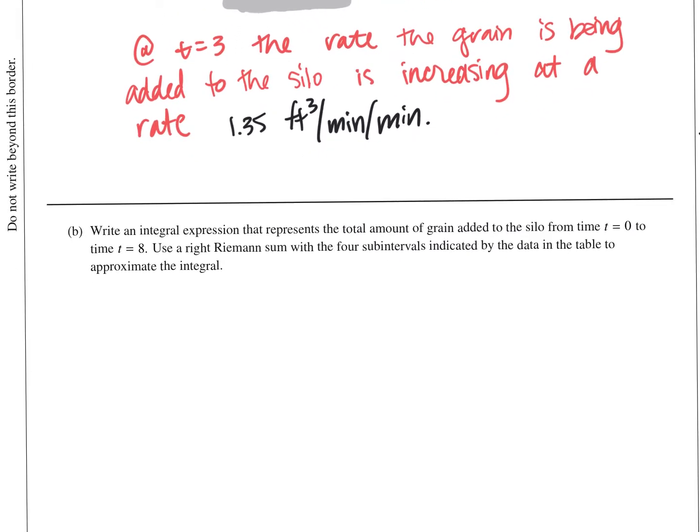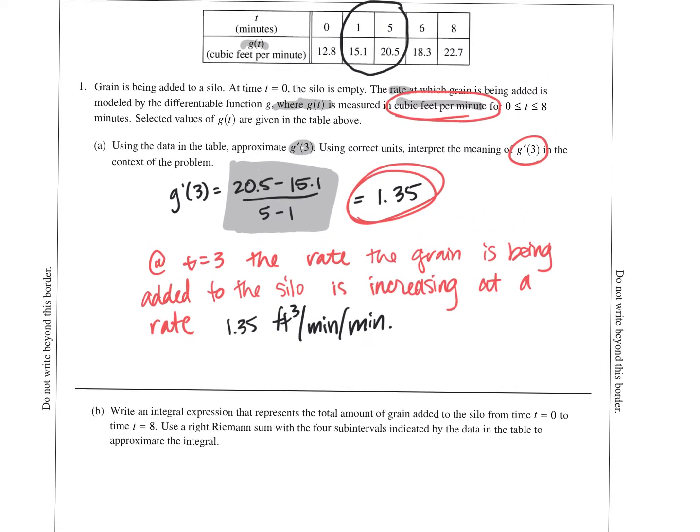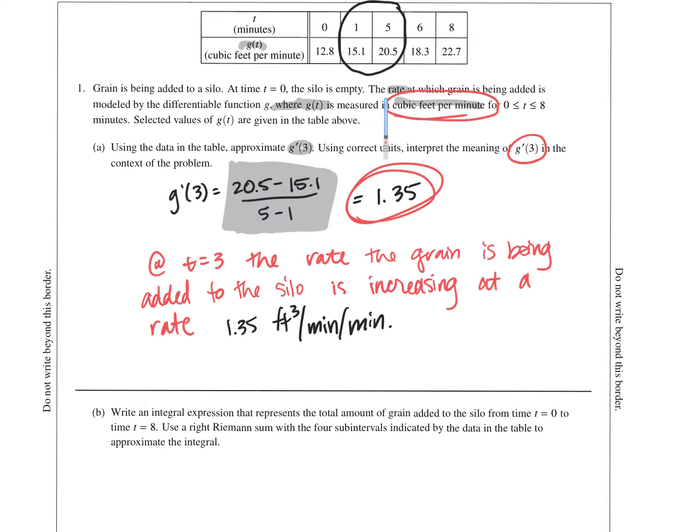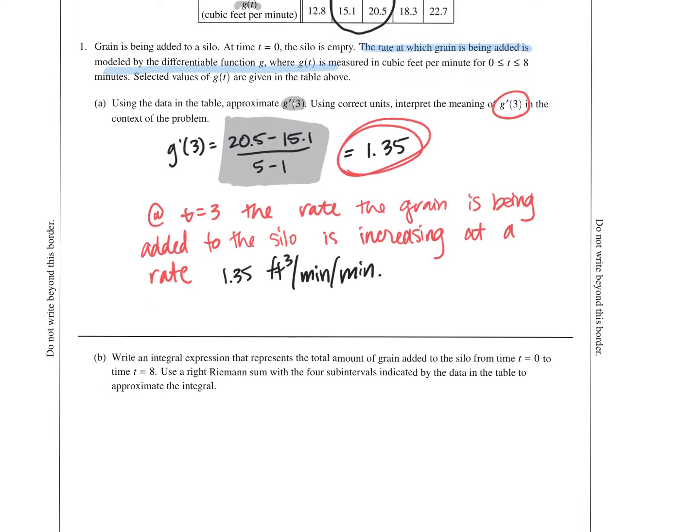B says, write an integral expression that represents the total amount of grain added to the silo from t equals 0 to 8. Let's just start with that. If I go back to my words, the rate at which grain is being added is g of t. That's what I take from that beginning. The rate at which it's being added. Don't overthink it. Anyone have an integral to represent that? Baxter, what are you thinking? The integral from 0 to 8 of g. That's it. If you remember the dt or don't remember the dt, that's fine.